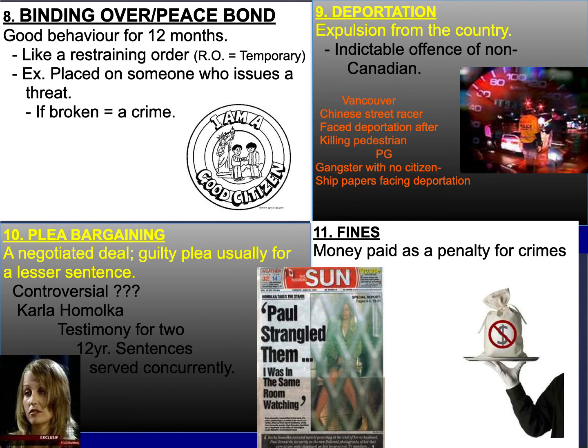Number nine is deportation, which is essentially expulsion, expelled from the country, which is an indictable offense of a non-Canadian. For example, a Vancouver Chinese street racer faced deportation after killing a pedestrian. Deportation does usually only work when there are lots of other mitigating factors for it. Actually, deportation can take a long, long time to be processed through the courts.